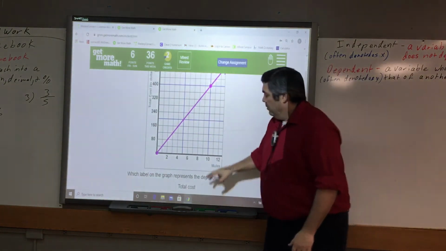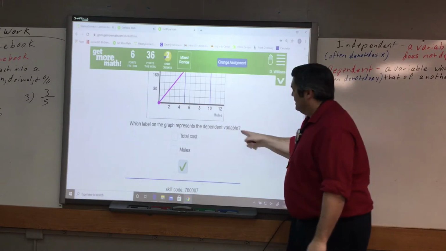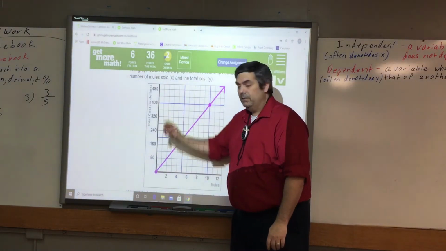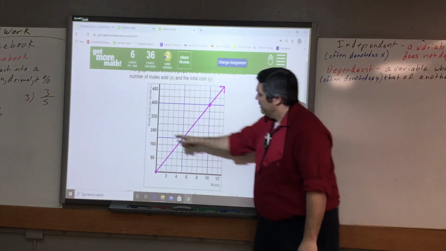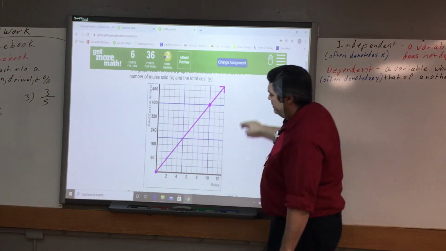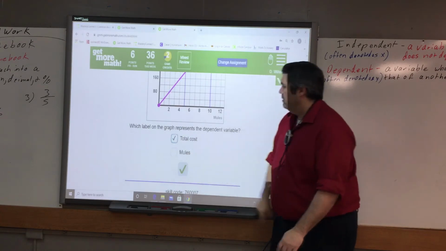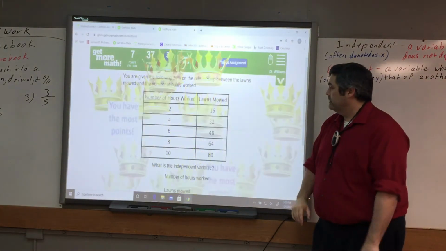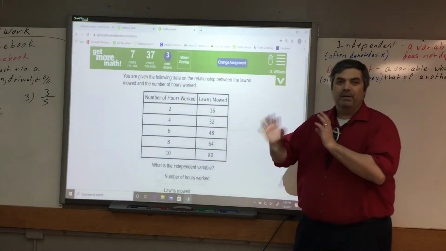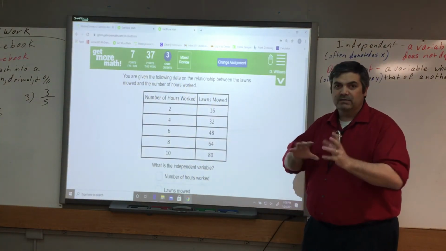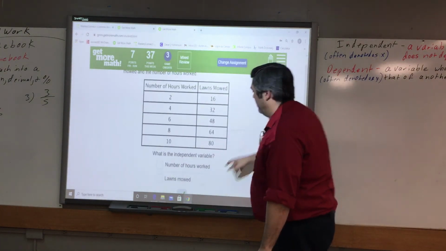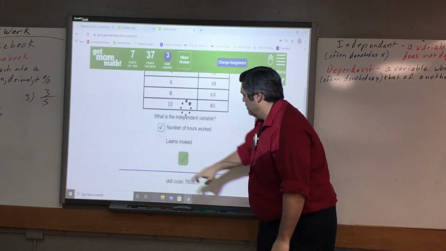Look, which label on the graph represents the dependent variable? Well, if your Y's are the dependent and your X's are the independent, here, total cost in dollars. That is your dependent variable. That's really all there is to it. And then in this one, they're going to kick you back and forth between graphs and tables. So you should learn that. So what is the independent variable? Number of hours worked.